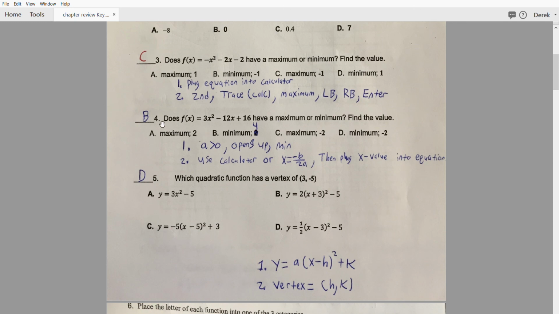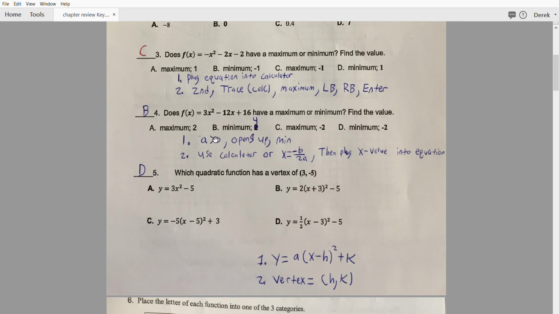All right, so 4 is kind of the same thing. We're looking at 3x squared minus 12x plus 16. Does it have a maximum or minimum? Okay, well, we know our a value is positive. Step 1, a is greater than 0. So it opens up, all right? We're going to kind of look like that. If you're looking at my cursor, it means we're going to have a minimum.